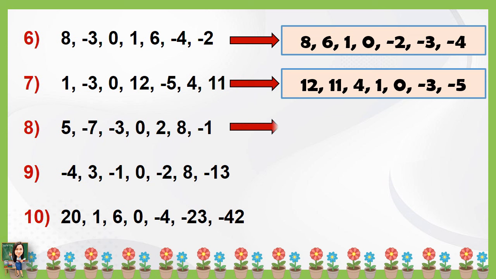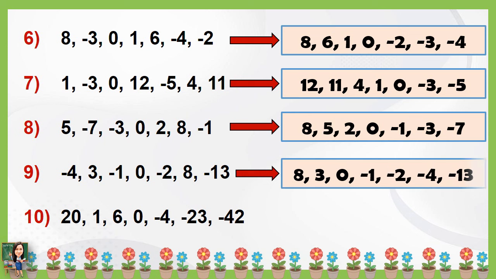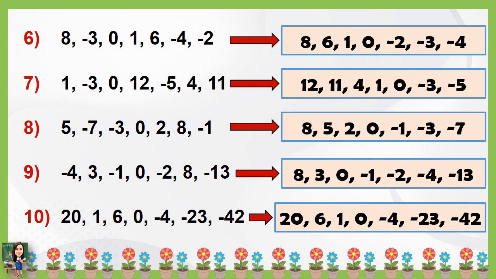Number 8, greatest to least. 8, 5, 2, 0, negative 1, negative 3, negative 7. Number 9, greatest to least. 8, 3, 0, negative 1, negative 2, negative 4, negative 13. And number 10, greatest to least, 20, 6, 1, 0, negative 4, negative 23, negative 42.